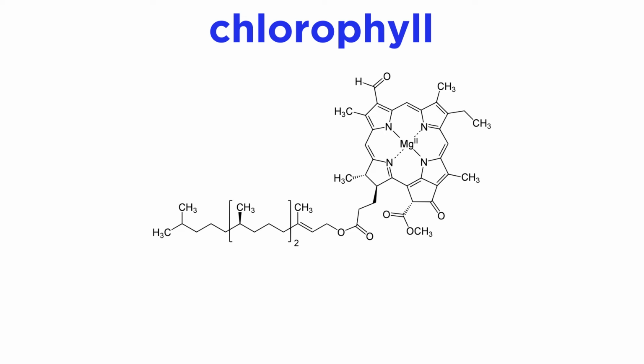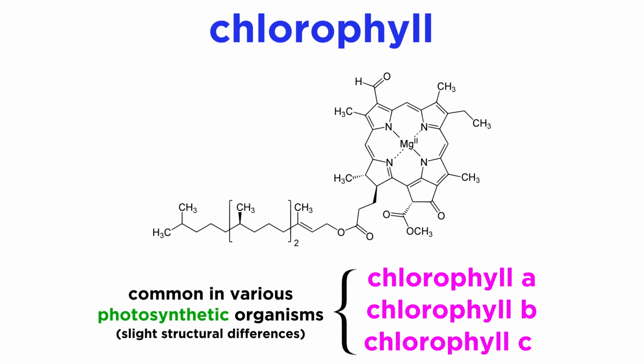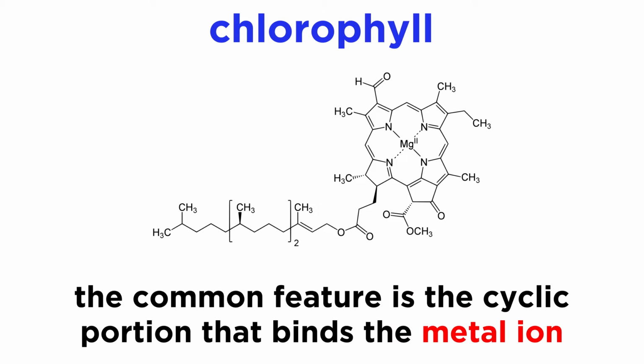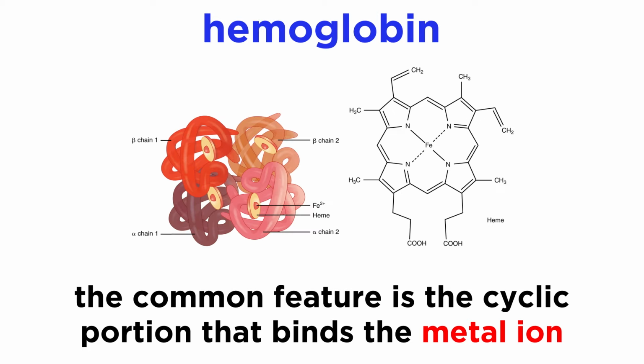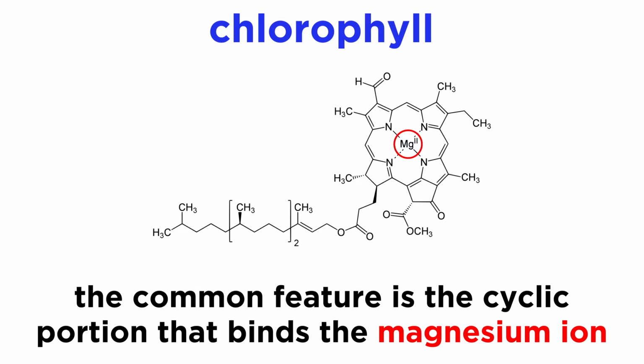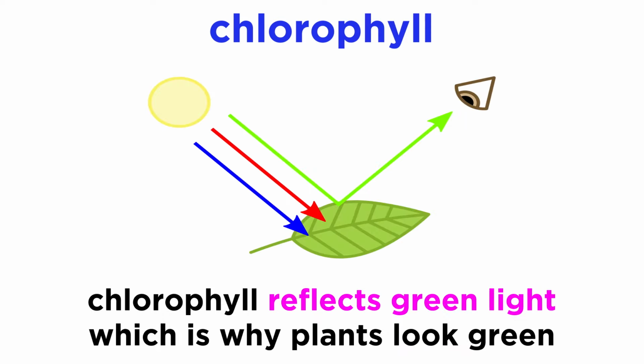The first and most important plant pigment you will hear about is chlorophyll. There are actually three types of chlorophyll that may appear in organisms which are capable of photosynthesis, those being chlorophyll A, B, and C. Chlorophylls are large molecules with a cyclic portion that binds to a metal ion. This is extremely similar to another cyclic biomolecule found in our bloodstream called hemoglobin, which we learned about in the Anatomy and Physiology series, except that where the heme in hemoglobin involves iron, chlorophyll contains a magnesium ion instead. Chlorophyll pigments reflect green light, which makes plants look green, and they absorb red, yellow, and blue light.